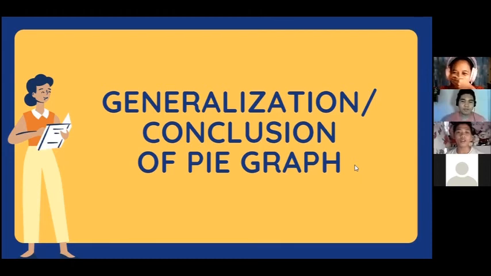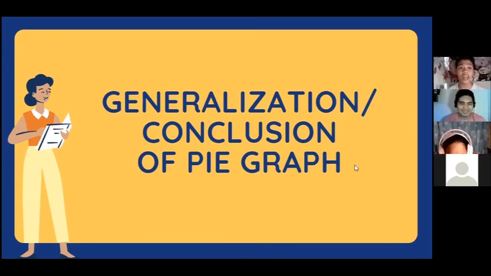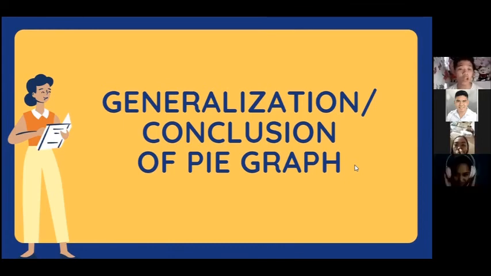Our topic for today is all about generalization and conclusion of pie graph. Like bar graph, line graph, and other data displays, circle graph is a visual representation of data. In particular, a circle graph is used to show the relationship between the whole and its parts. The whole might be a total number of people or items. It can also be decimals that add up to 1. Decimals are related to percentage. They are both parts of a whole. A circle graph will often show percents that add up to 100%.